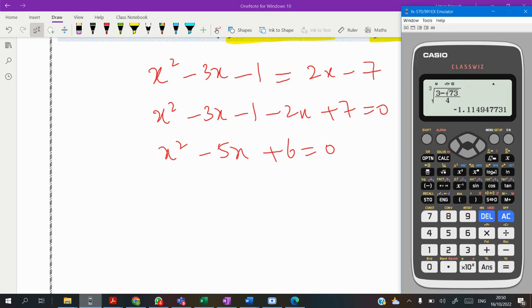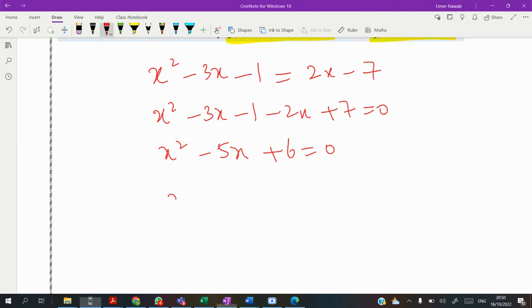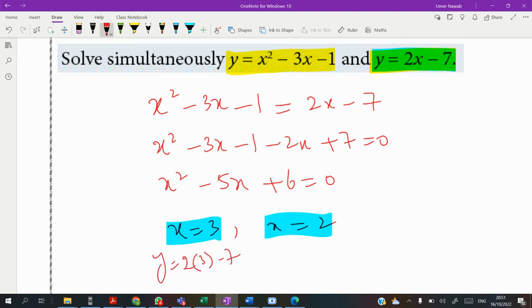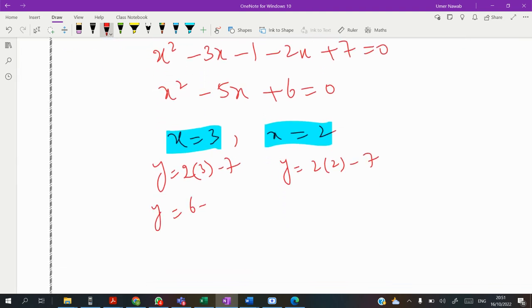Now this quadratic equation will give us two answers. Enter 1, enter negative 5, enter 6. It gives you 3 and 2. So x is equal to 3 and x is equal to 2. We can substitute these values back here to get the corresponding values of y. So y is equal to 2 times 3 minus 7, y is equal to 2 times 2 minus 7. So y equals 6 minus 7, so y will give you minus 1.